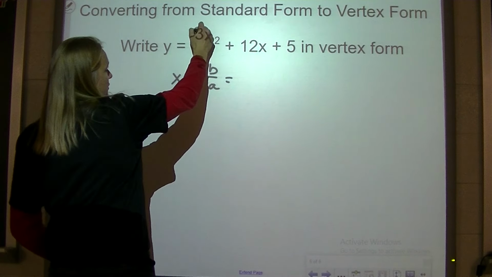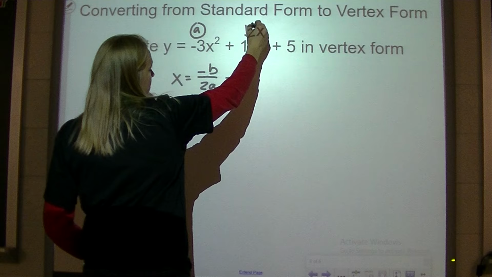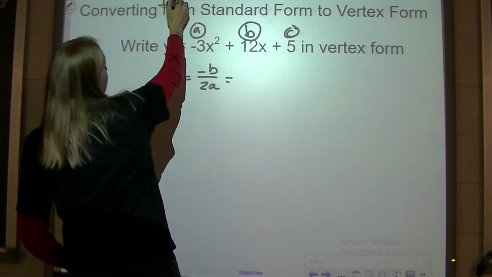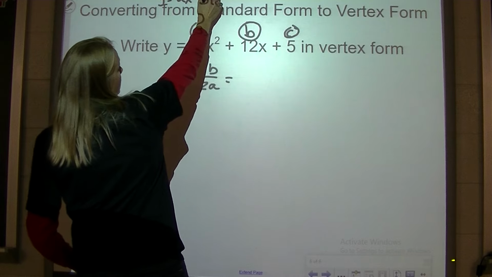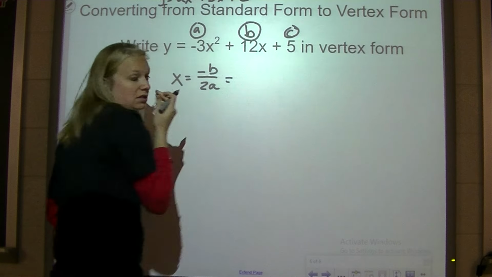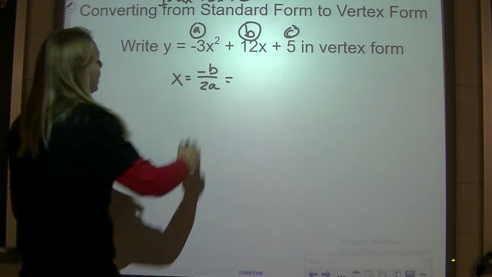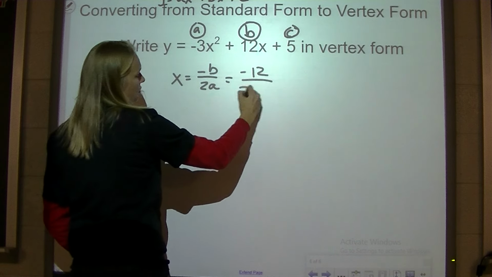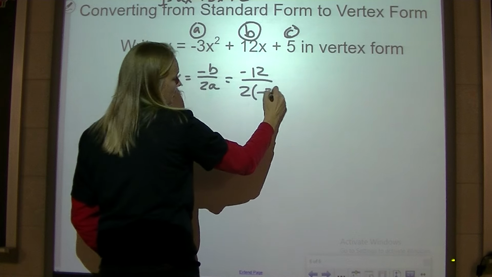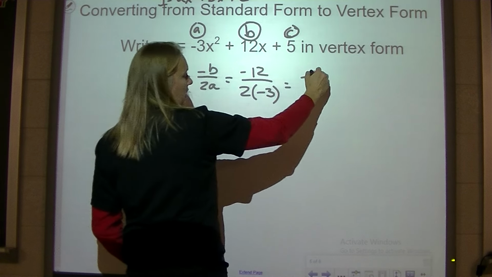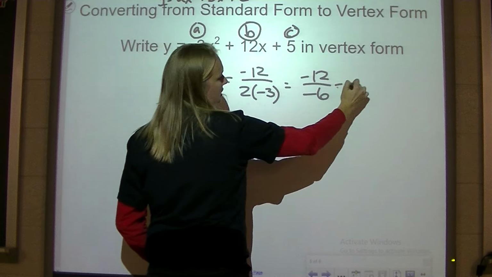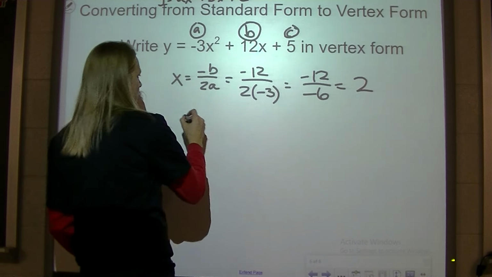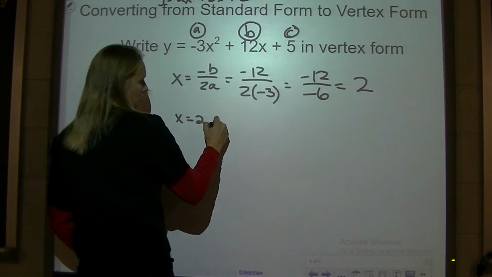First, remember this is a, this is b, and this is c, because standard form of a quadratic equation is ax squared plus bx plus c. Okay, so opposite of 12 is negative 12, and 2 times our a, well, a is negative 3, so we have negative 12 over negative 6, which is positive 2. So we get that the x-coordinate is 2.